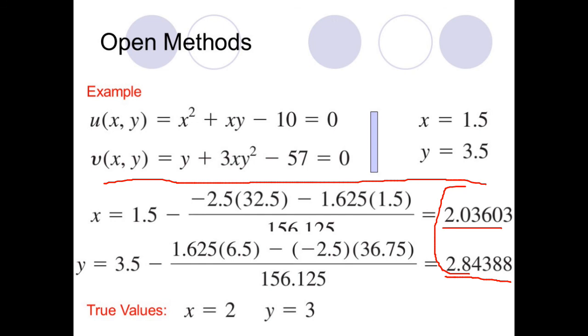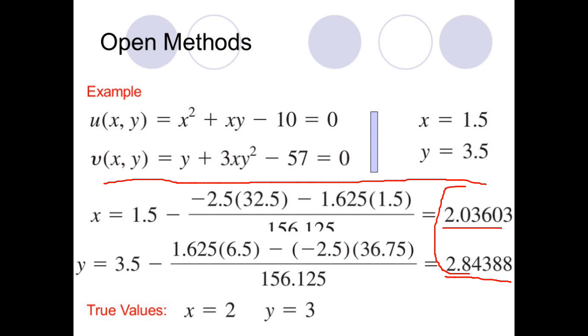Now let's look at an example. Let's consider two functions: u(x,y), which is equal to x squared plus xy minus 10, and that's equal to 0. So basically u(x,y) is nonlinear in x and y. Now our second equation is v(x,y), and that is y plus 3xy squared minus 57, that's equal to 0. And of course this second equation is also nonlinear in y and x. Let's assume that x is equal to 1.5 and y is equal to 3.5. These are my initial guesses.